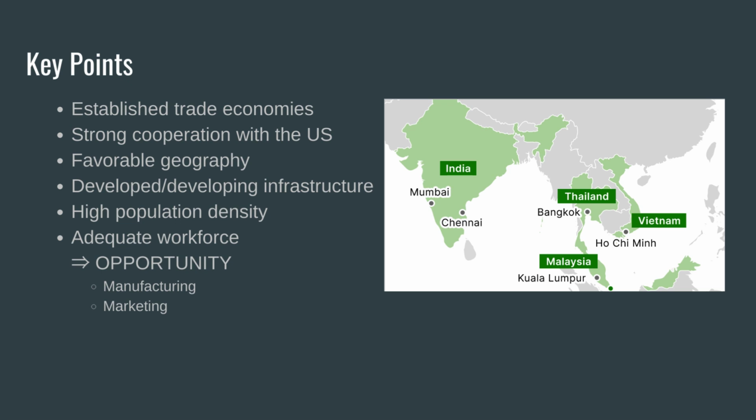In summary, we see that the four nations, India, Thailand, Vietnam, and Malaysia, all have strengths as well as some weaknesses, but overall, all four have established trade economies, have a history of strong cooperation with the US, have generally favorable geography and developed and/or developing infrastructure, as well as a high population density, allowing therefore an adequate workforce, thus leading to significant opportunities both in the manufacturing and marketing arenas.